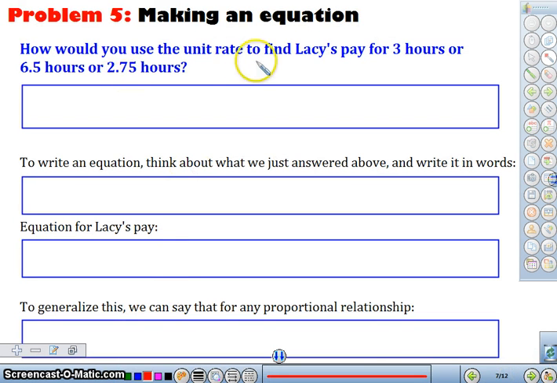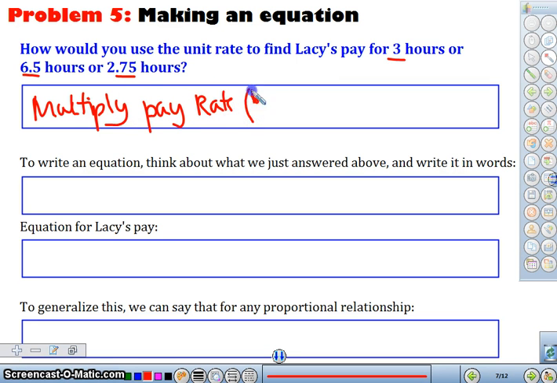Well, now we want to make an equation. The last equation we had would have been y equals 15x. It says, how can we use the unit rate in her pay for 3 hours, or 6.5 hours, or 2.75? And the key thing is if she works 3 hours, 6.5, or 2.75, and we want to find out her pay, we're going to take and multiply her pay rate, which in our case was $15 per hour, times the hours.